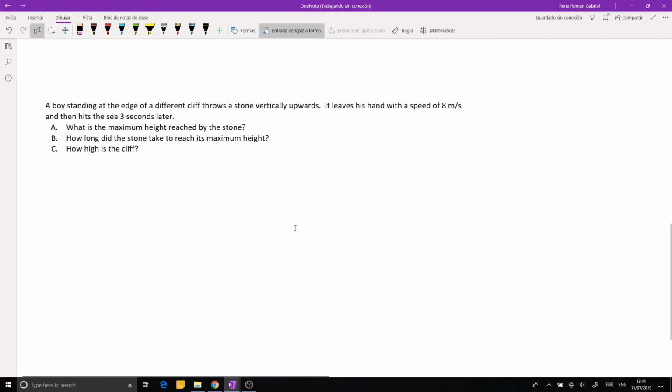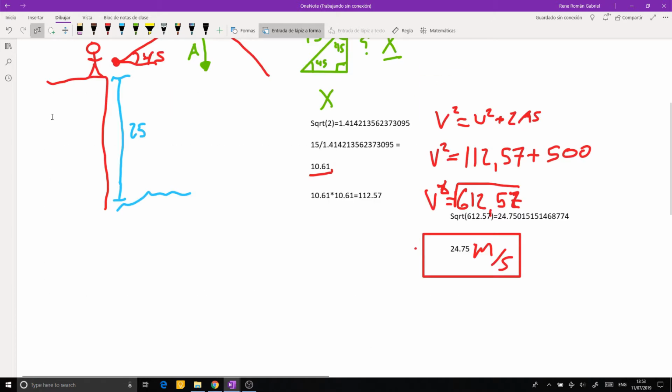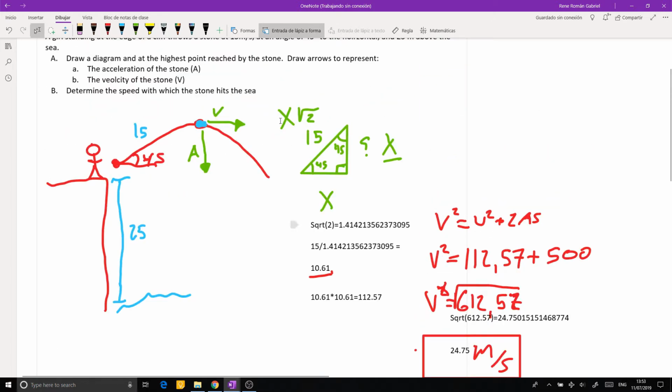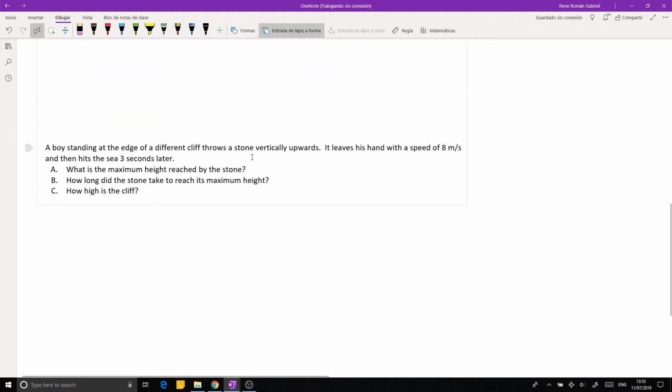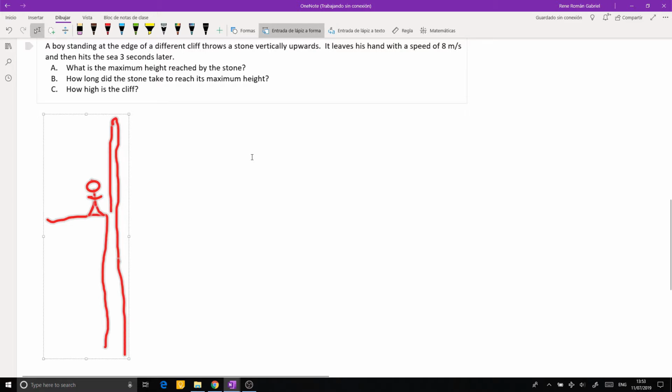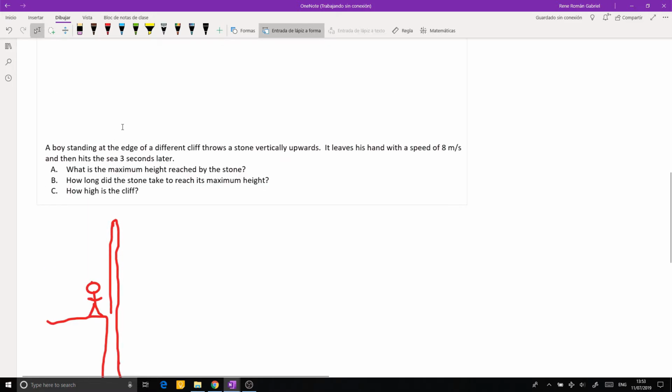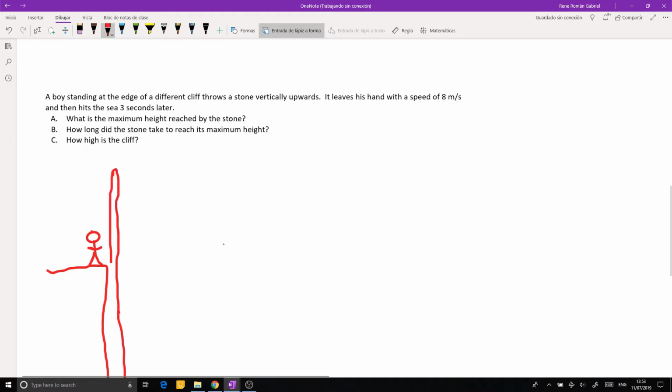So this tells us vertically upwards. So here, instead of the other one being more horizontal, this one is vertical, because they say it's thrown vertically. So here the first question to ask is, what is the maximum height reached by the stone? We'll calculate it by looking at its speeds and times.